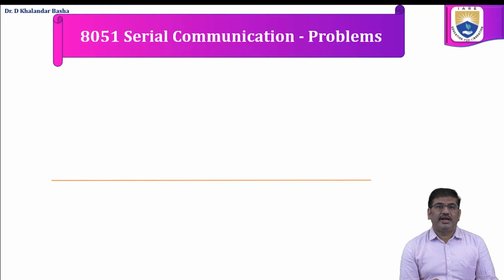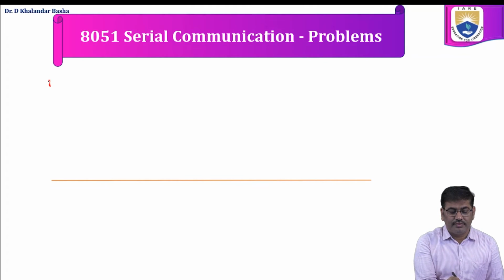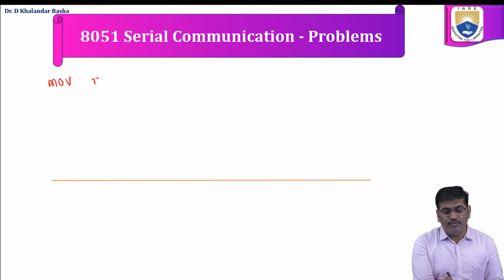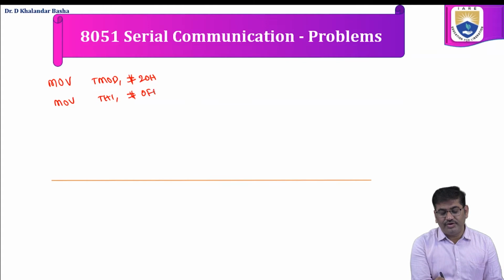The same thing we can write without calling a subroutine. First you write MOV TMOD, #20H, where TMOD is loaded with 20H. For supporting the baud rate, MOV TH1, #0FDH, the value which we have to load is FDH.